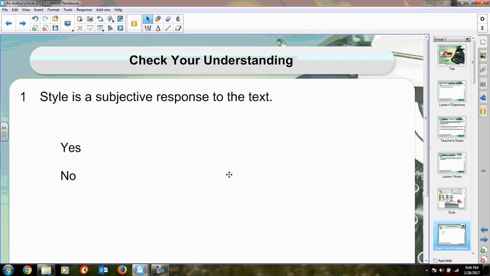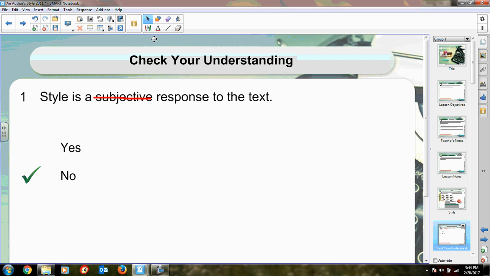So let's check for understanding. Style is a subjective response to the text. Subjective means that pretty much anybody's answer is appropriate. So when you're looking at an author's style, what one person says is just as right as another. Is that a yes or a no? Well, the answer is no, because style is not subjective.